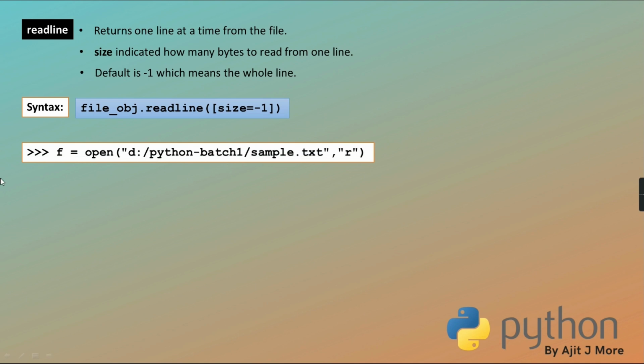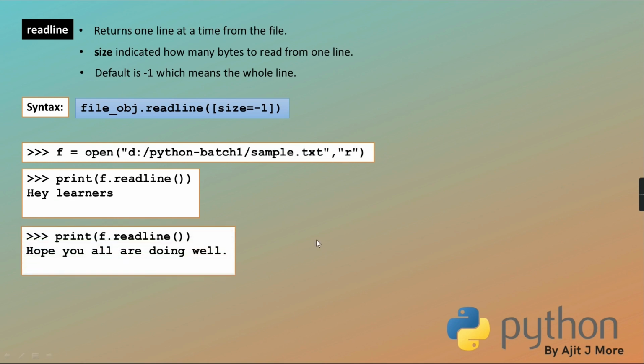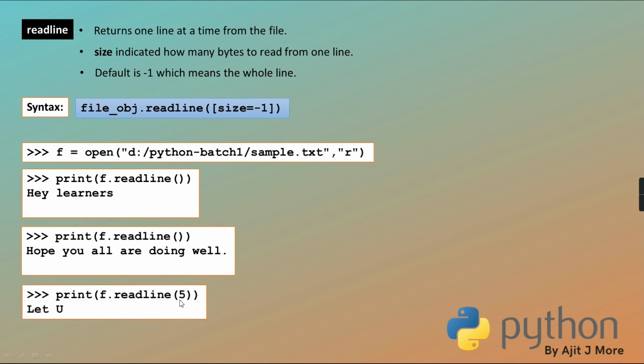The same file I have opened, right? This is your file in read mode. f dot readline, one line it will read. Again, if I continue, one more line it will read. If you give the size, only that many characters it will read. As I said, whichever occurs first: if the size occurs first, size; if the end of the line occurs first, end of the line.